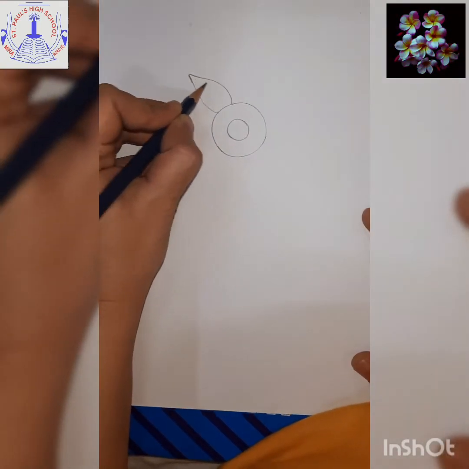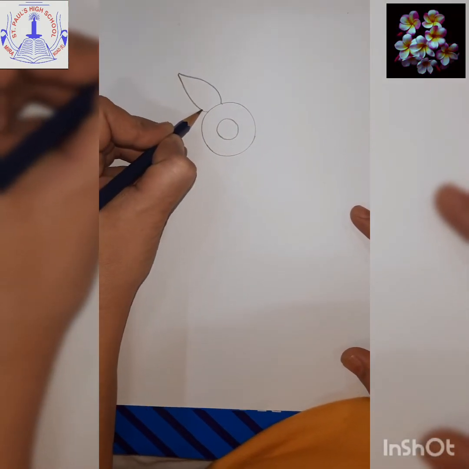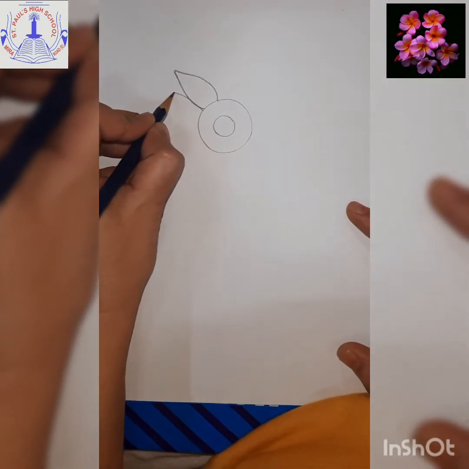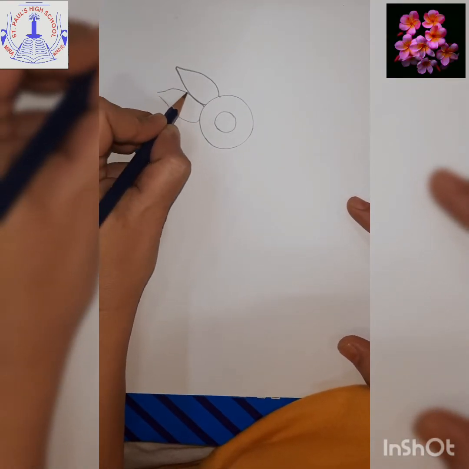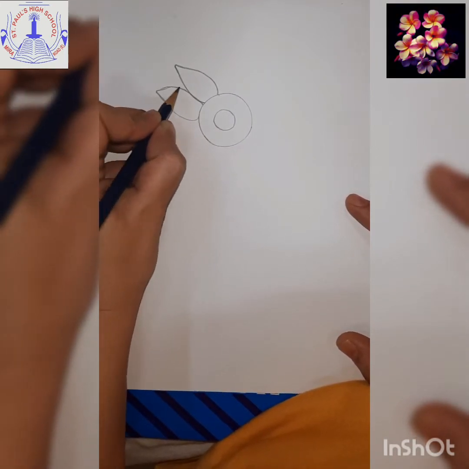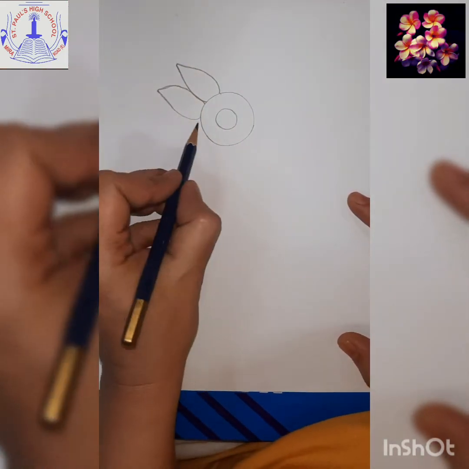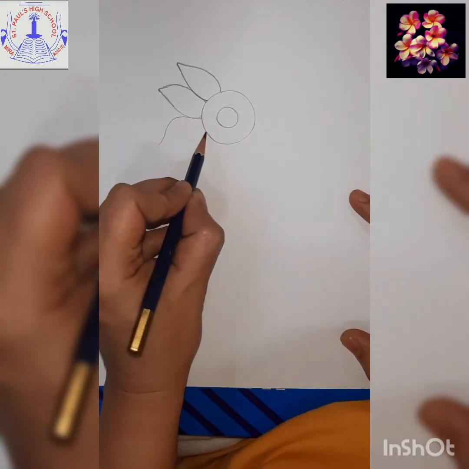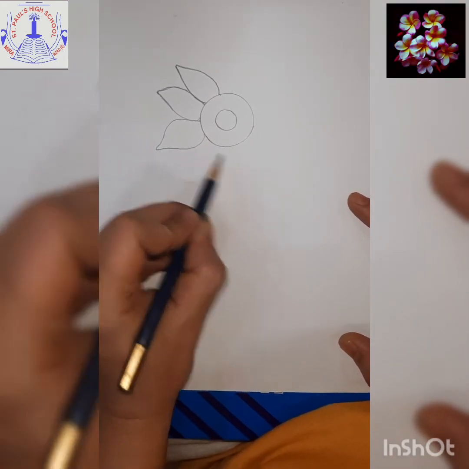But what you have to do? Join it with a curve. Do not make it pointed. Clear to you, children? Again, start from the circle point, take a curve up, one back curve up, and join it with a curve on top. It should not be pointed. This way you have to make the curves on top. So here we will make the petals one by one. Try to make big petals so that it will be easy for you to do the coloring part.